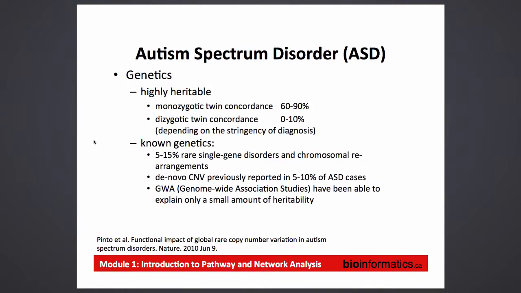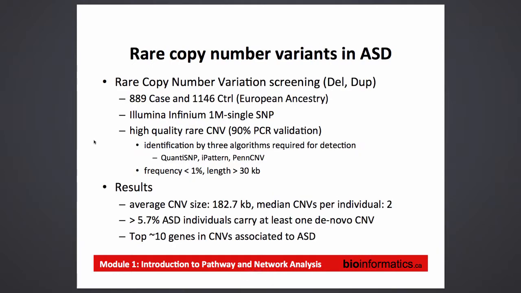So, about the example of how to generate a really fancy enrichment map: the motivation to study autism is that not a lot is known about the genetics. About 5 to 15% of cases come from known gene alterations or copy number alterations, and there are also so-called de novo copy number variations that are not apparent in the parents but have emerged in children. In this particular study, about 2,000 individuals were profiled for copy number variations, about 900 cases and 1,100 controls of European origin, using a SNP chip from Illumina.